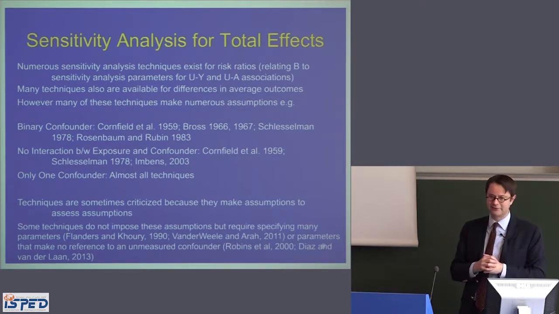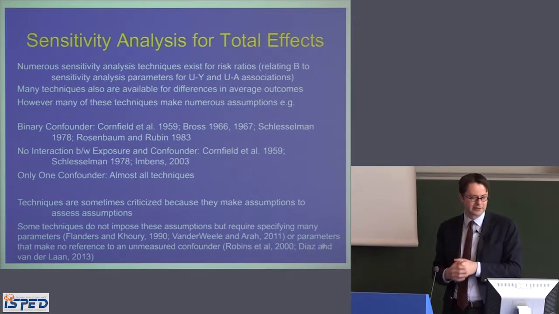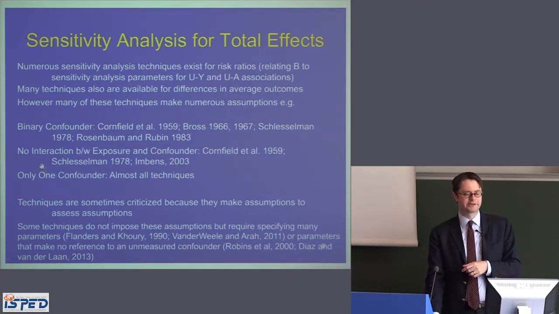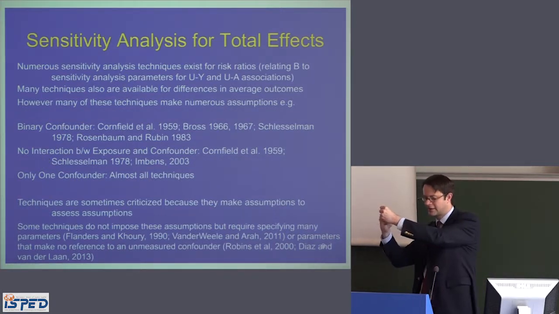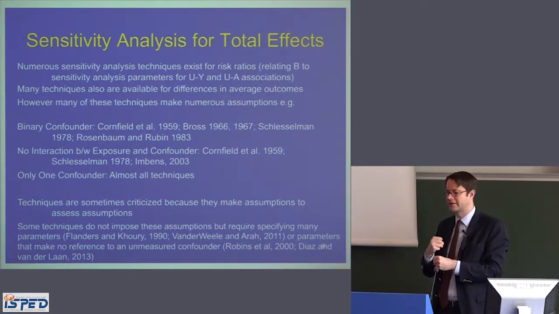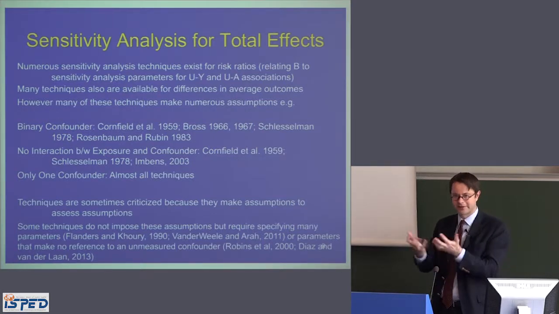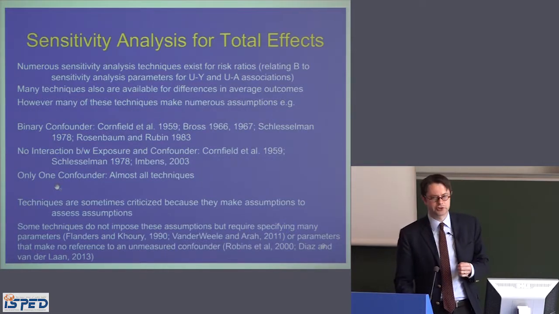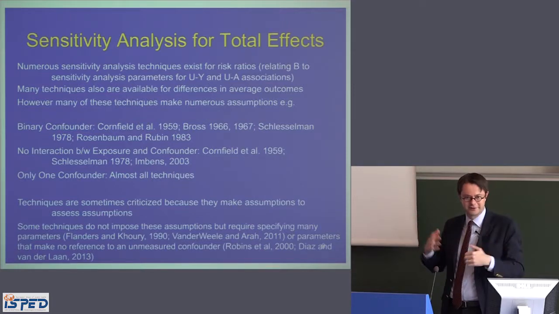Again, there are many techniques available, but many of them make simplifying assumptions to get easy-to-use formulas. One very common assumption is that the unmeasured confounder is binary. Another common assumption is that there's no interaction between the exposure and the unmeasured confounder in the effects on the outcome, that the unmeasured confounder has the same effect on the outcome for both the exposed and the unexposed. That often leads to much simpler formulas. And almost all techniques also assume that there's only one unmeasured confounder. But how do we know? Maybe there are several.